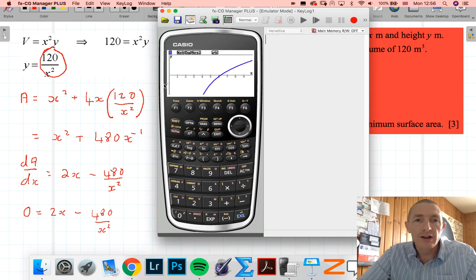So I'm going to draw that. I've already got my graph window ready, and I can see that it's there. So it's just gsolve and root. X value is 6.21.